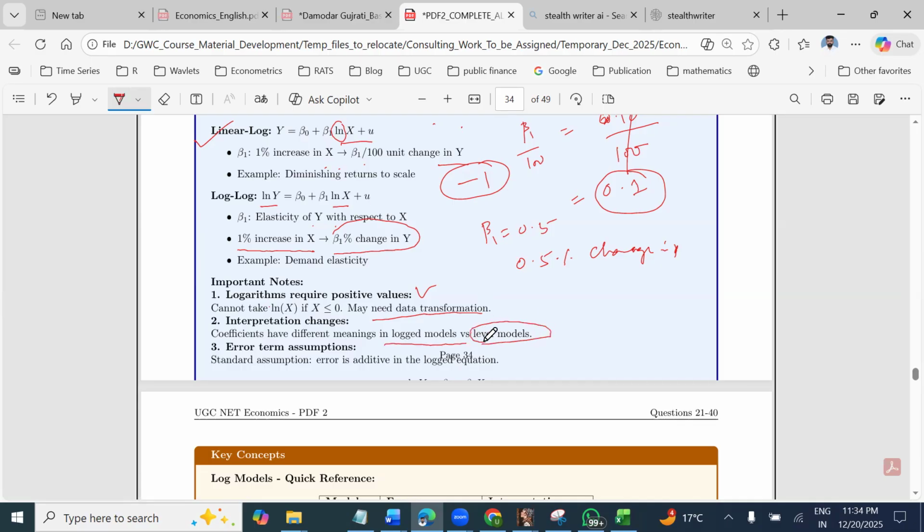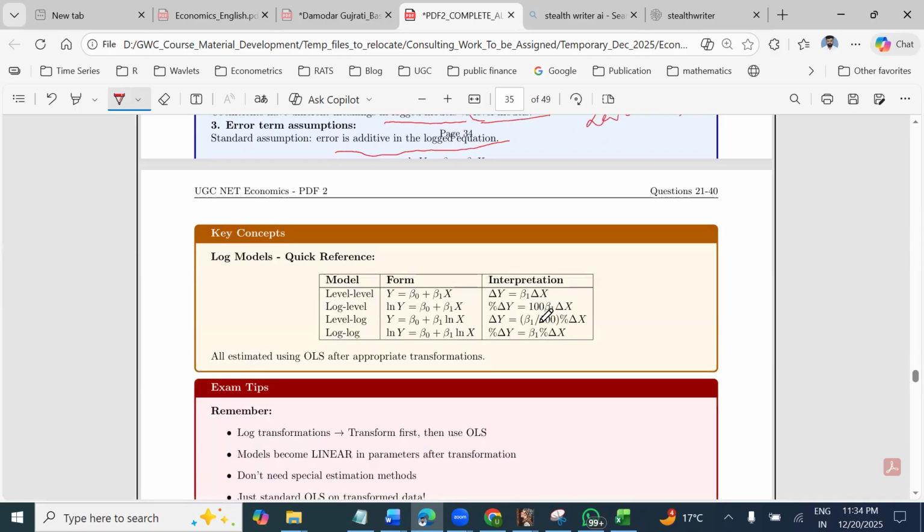Level means where you have not transformed the data into anything. You have kept the data as it is. If y is there, x is there, you have not changed anything. So this is called level model. Then the error term assumption: the standard assumption is that the error is additive in the log equation. This is not very important.